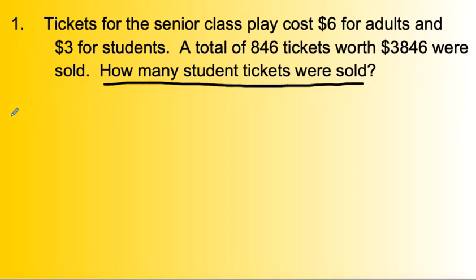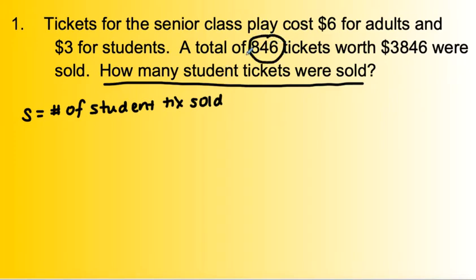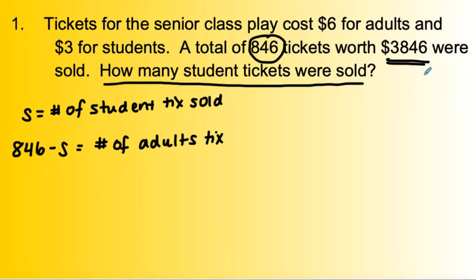All right, so that's my question. So I'm going to let S equal the number of student tickets sold. Now if there's a total of 846, that means that 846 minus S is equal to the number of adult tickets sold. Because if I take 846 and subtract the number of student tickets, I'm going to be left with the number of adult tickets. Now everything else is going to be based on the cost.